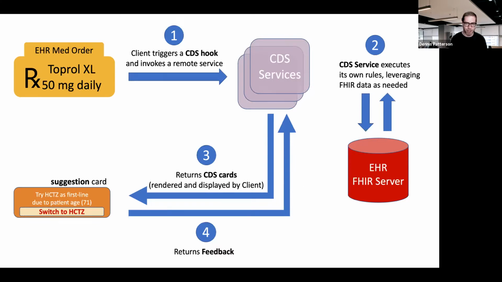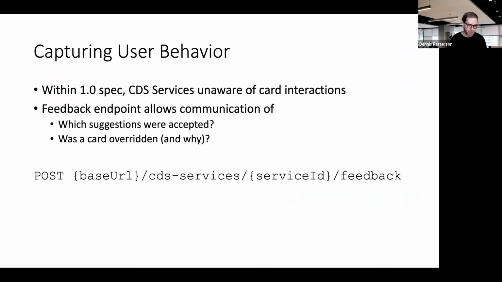So especially if the user then shows one of those override reasons, that can be communicated back to the CDS service to inform it how its decision support is being used, so it can make improvements or otherwise have useful analytics. Because before with the 1.0 spec, it didn't get that kind of feedback. And so now by making a post to an individual service's feedback endpoint, the CDS service can be informed about what suggestions were accepted or was the card overridden and why.